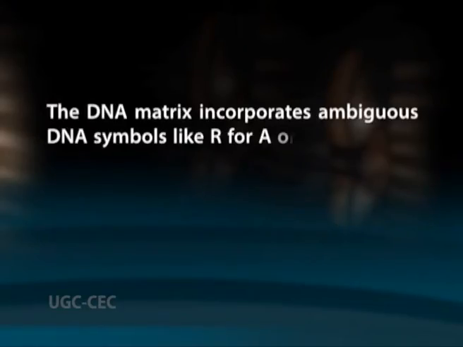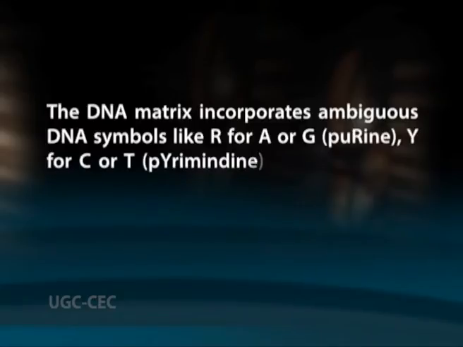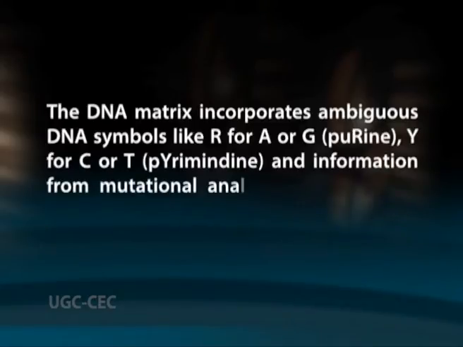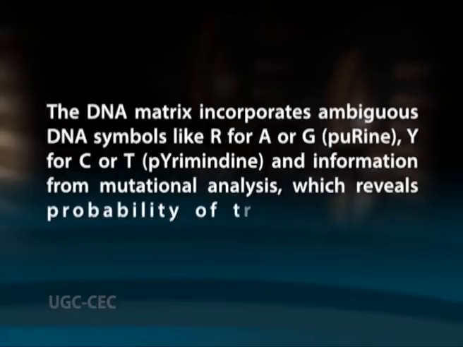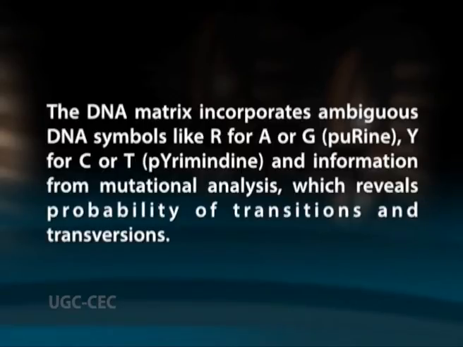The DNA matrix incorporates ambiguous DNA symbols like R for A or G, which are purines, and Y for C or T, which are pyrimidines, and information from mutational analysis which reveals probability of transitions and transversions.